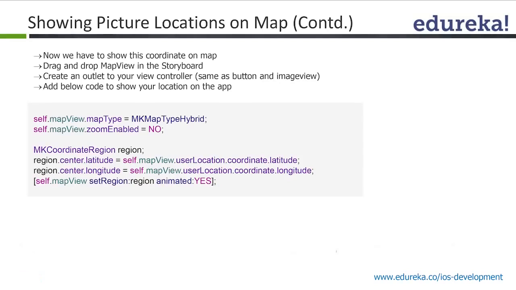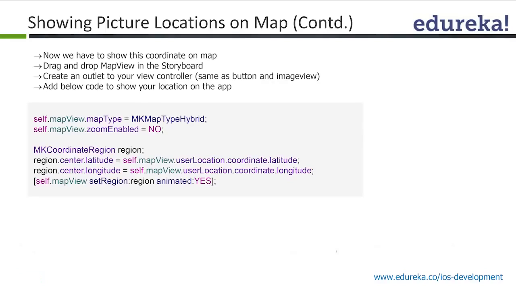And you have this latitude and longitude. Now, how to show this coordinate on the map? First thing, you have to create a region. You have to create this region with the latitude and longitude, whichever you have got from the previous steps. So region.center.latitude is something, and region.center.longitude is something which you got from the previous steps.